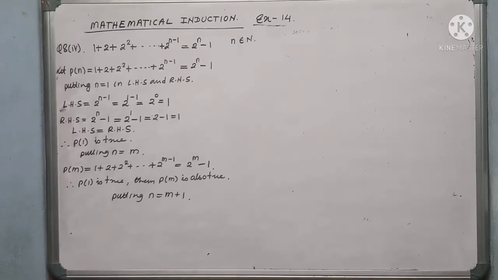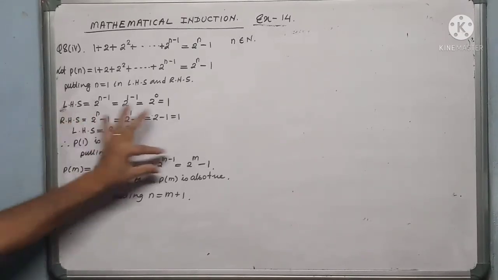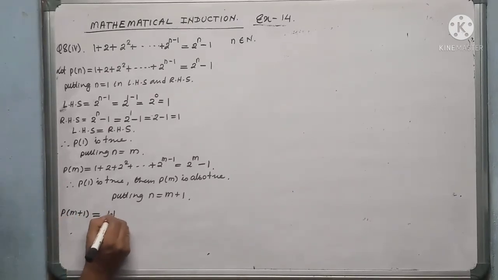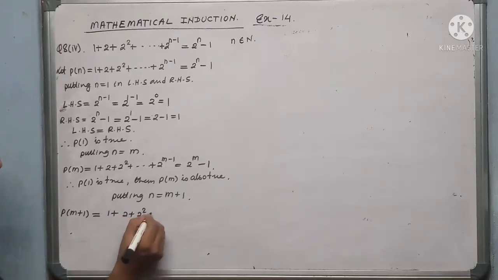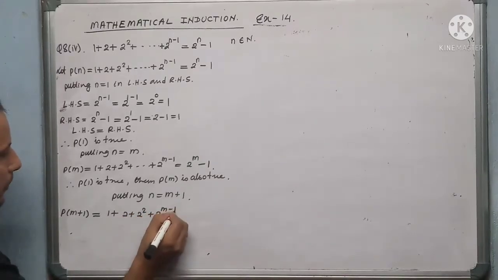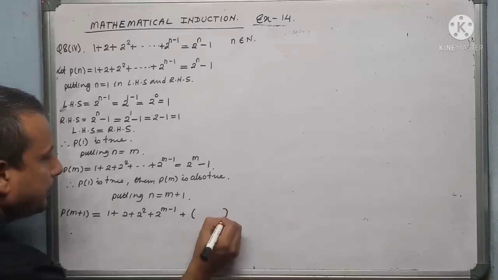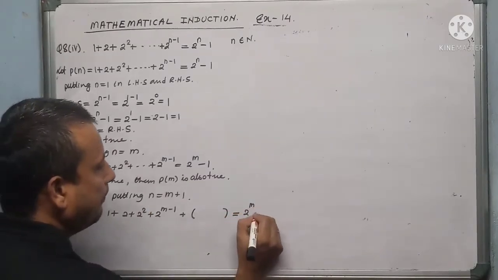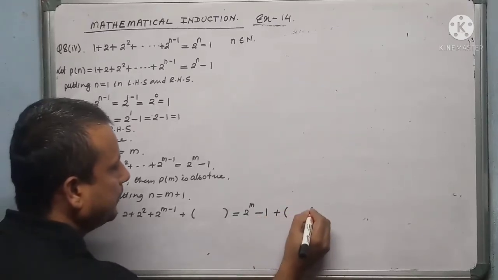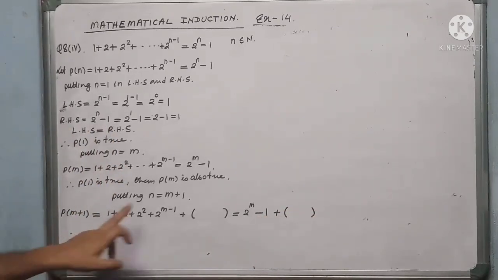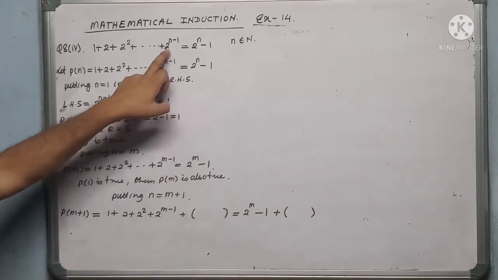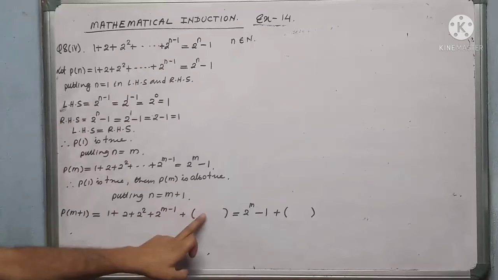Again, I'll repeat. First of all, you just write the m series starting with Pm plus 1. Then the same series 1 plus 2, 2 square, plus 2 to the power m minus 1 plus, you have to leave some space over here, is equal to 2 to the power m minus 1 plus, leave some space. Now how to fill up the space? You just substitute n is equal to m plus 1 in the left hand side. Whatever quantity you get, you just write over here.